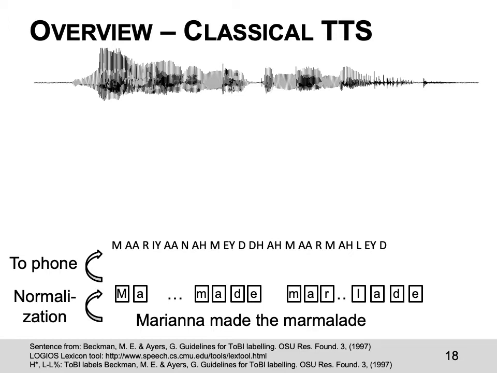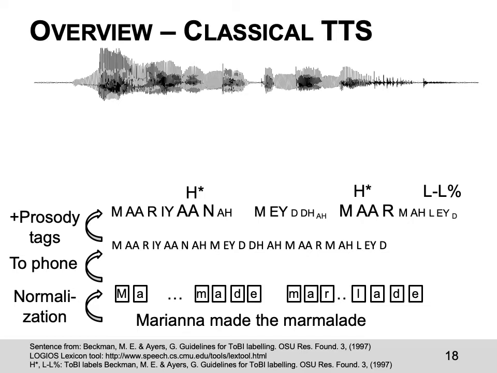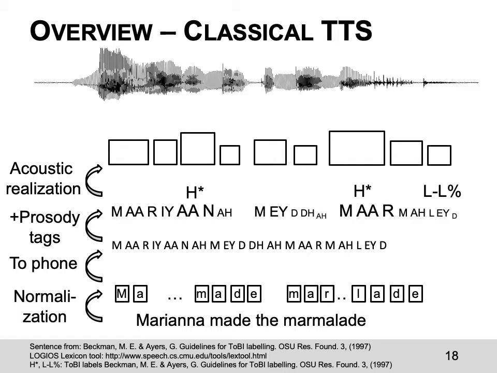Of course, this is not enough. We may need to add additional prosodic tags to each word or some part of the word. For example, we may emphasize the Mariana instead of the maid. Given the linguistic information about how to read the text, the system will convert them into the acoustic units or acoustic features. Finally, the system will use a waveform generator to convert the acoustic information into the output waveform.